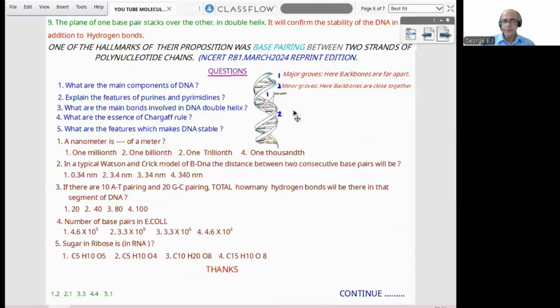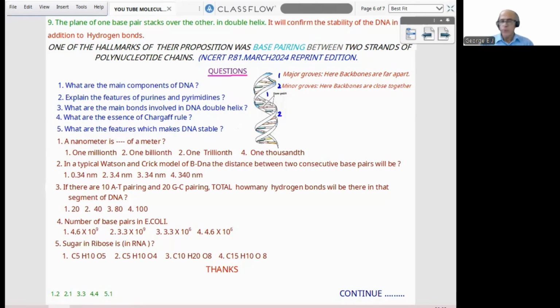Now, next page. The plane of one base pair stacks over the other. In the double helix, it will confirm the stability of the DNA. Stacking of DNA, in the diagram we can observe, is one above the other. Now, one of the hallmarks of their proposition was base pairing between two strands of the polynucleotide chain. Again, that is given in NCERT page number 81, March 24 reprint.